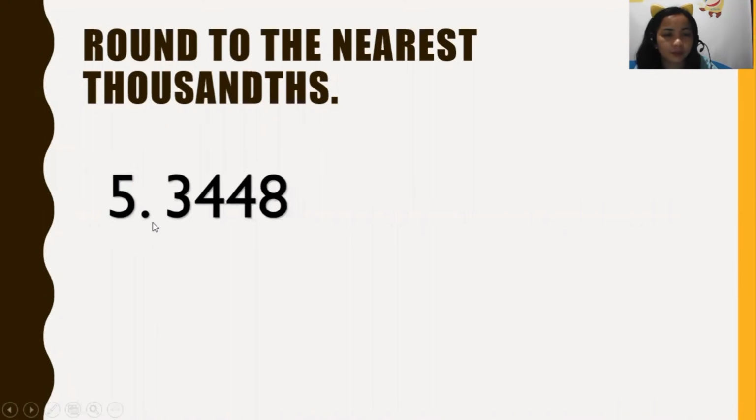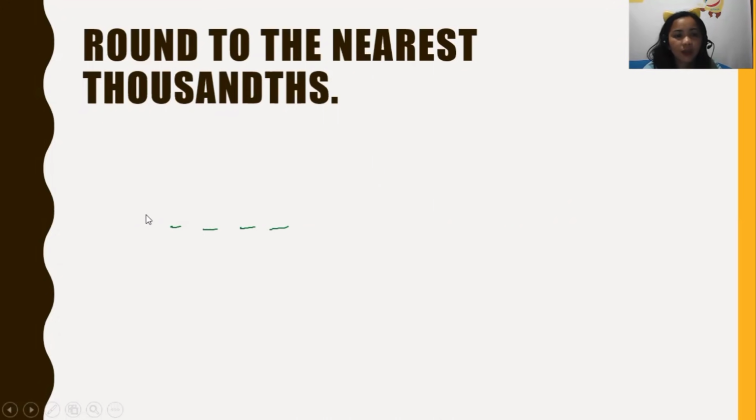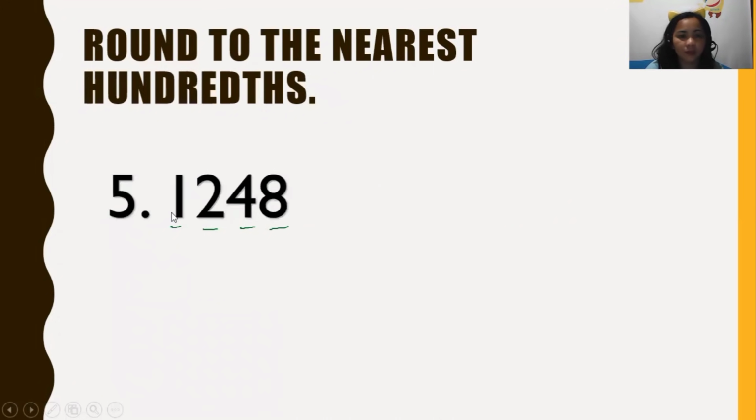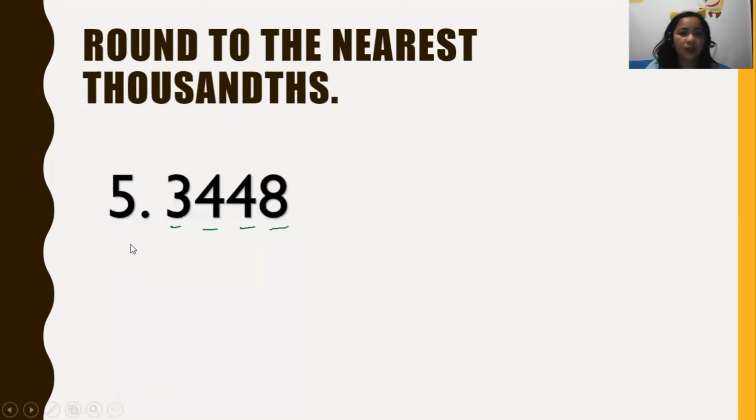We have 5 and 3,448 ten-thousandths. Ang ira-round, so we have here 5. Let's round to the nearest thousandths. We have here 5 and 3,448 ten-thousandths. So here, hanapin natin yung thousandths place value. This is tenths, this is hundredths, so this is thousandths.